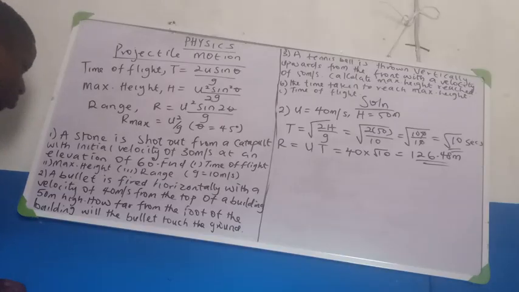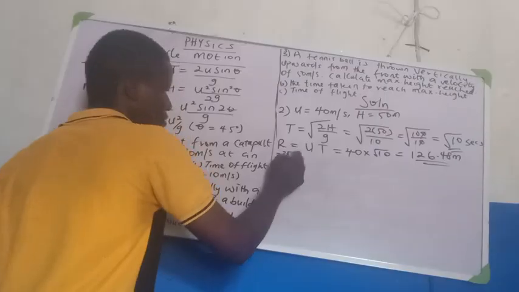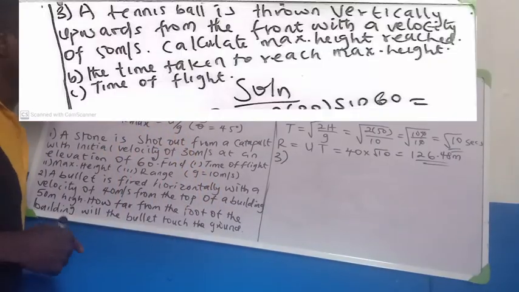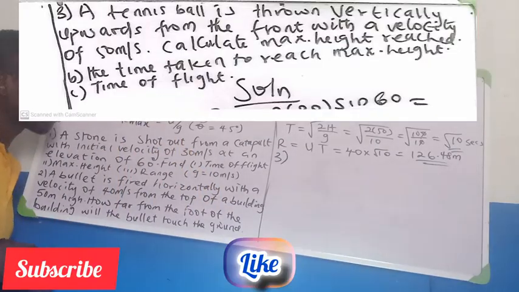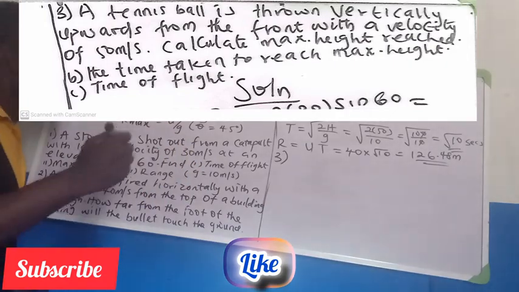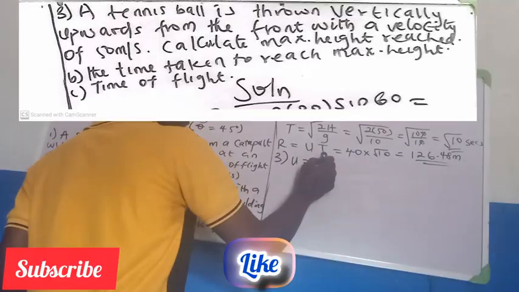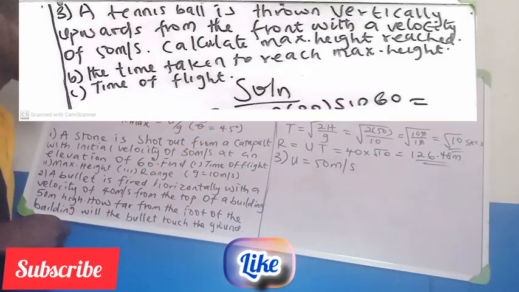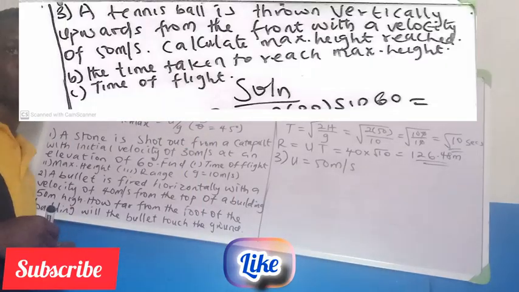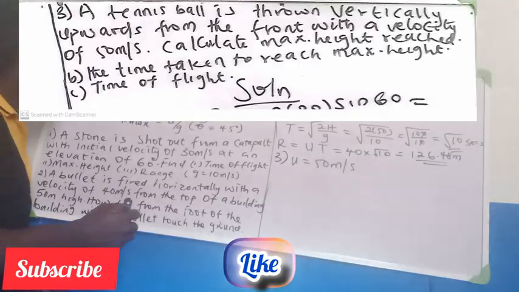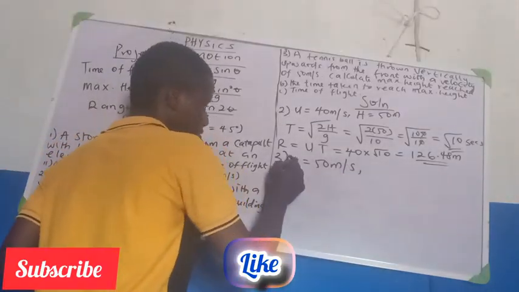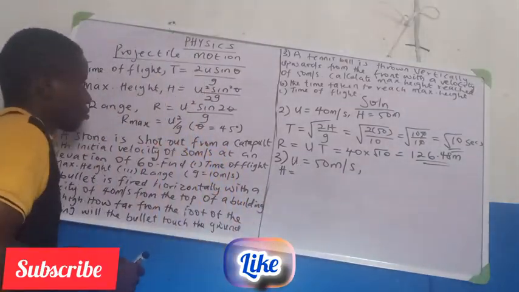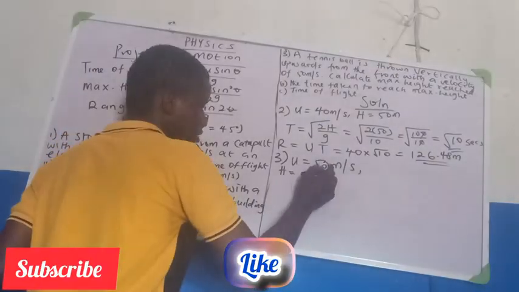Okay, so the next question is the final one. A tennis ball is thrown vertically upwards from the ground with a velocity of 50 meters per second. Find the maximum height. So we're looking for the maximum height.